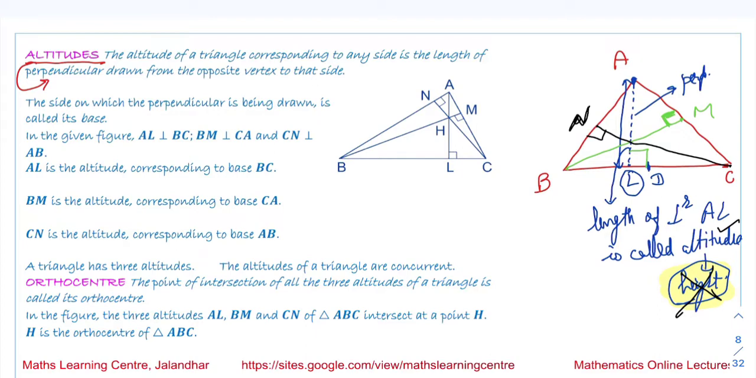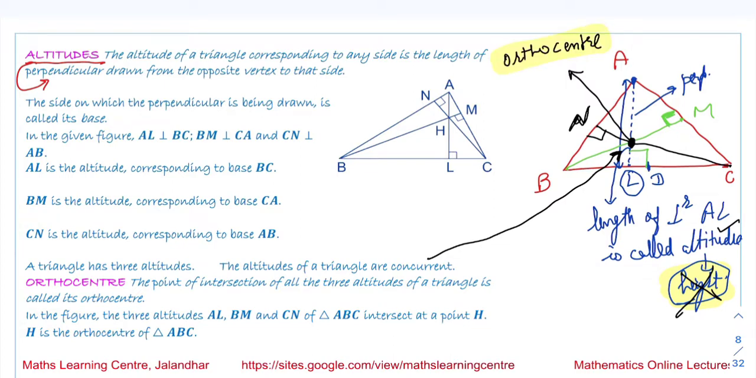Now the altitudes of a triangle are also concurrent. They will meet at a point, and this point where they meet is called the orthocenter. These terms you have to remember.